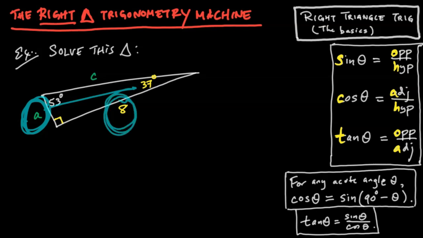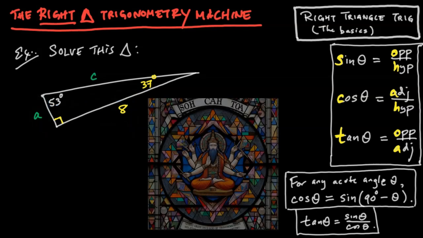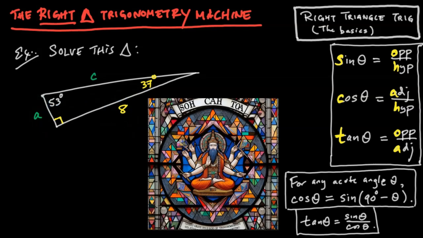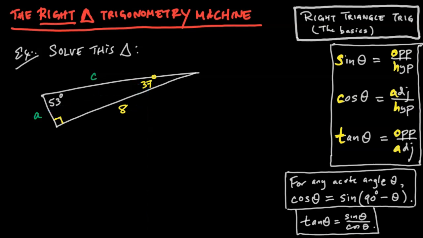What must I do, O great SOH CAH TOA? And he answers, "Hearken unto my name. You wish to relate the legs opposite and adjacent to 37 degrees. SOH CAH TOA, tangent is what relates the opposite and adjacent legs." And we thank great SOH CAH TOA for his immortal wisdom.